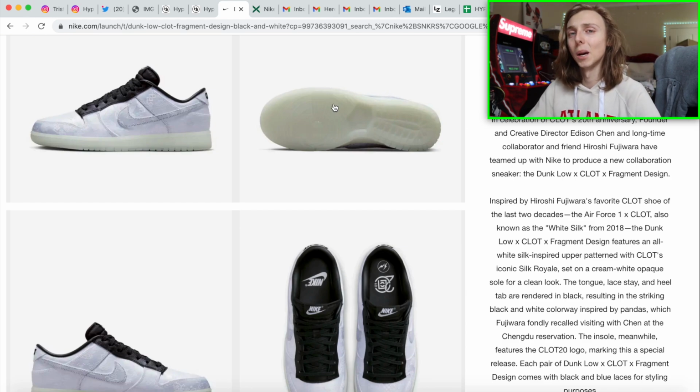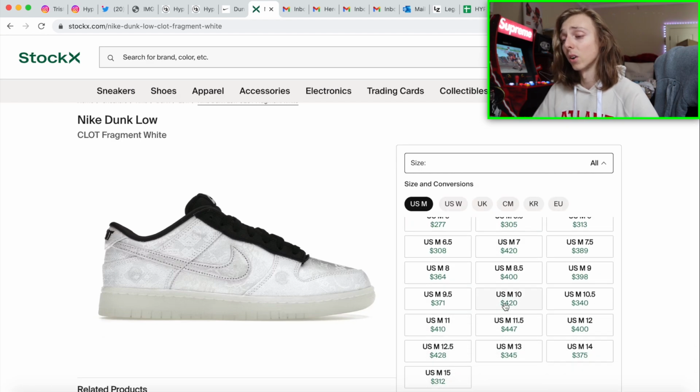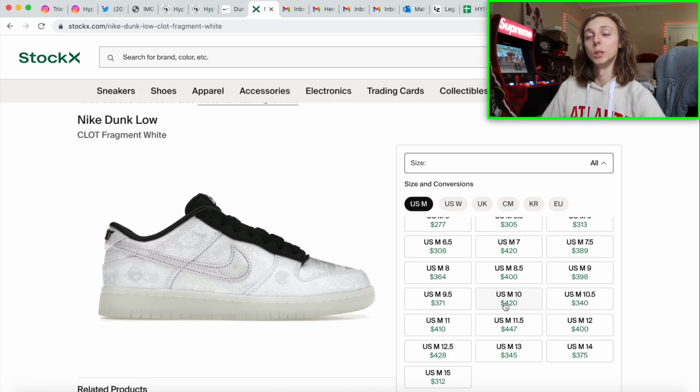Again, whenever a sneaker has some icy soles, that means they're going to look clean over time, and that's really how I feel about these. And you can see the current resale prices are sitting very high on them, between a range of $400 to $450. And this isn't something that you guys should be too surprised by, because it's a very hyped Dunk Low.